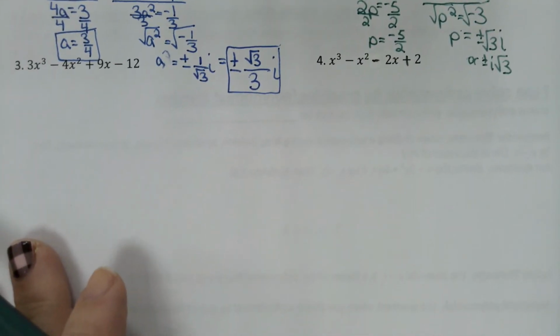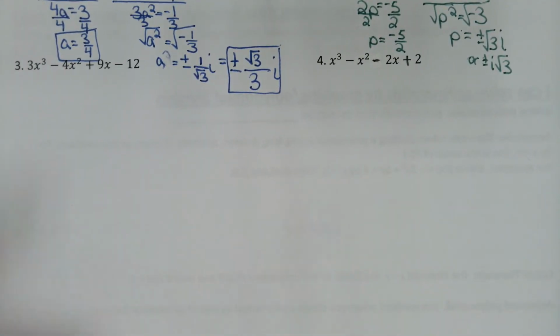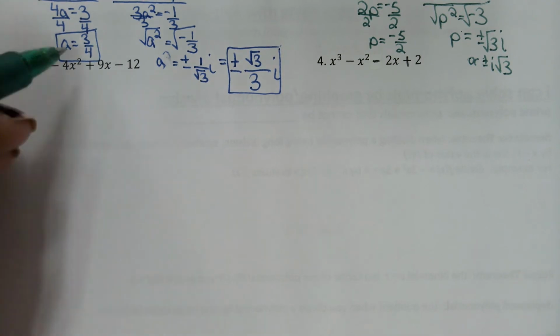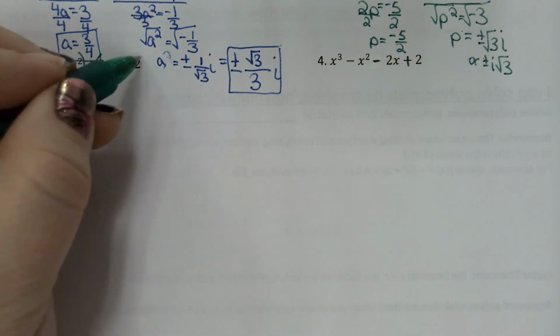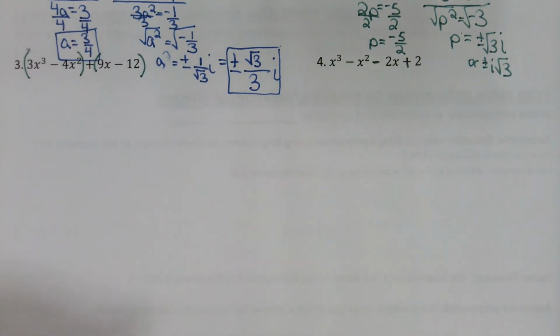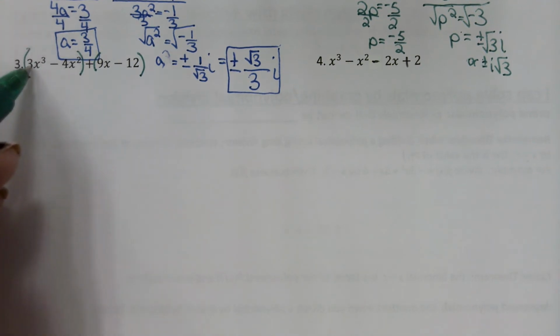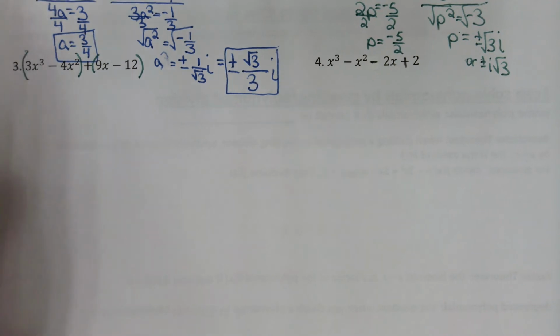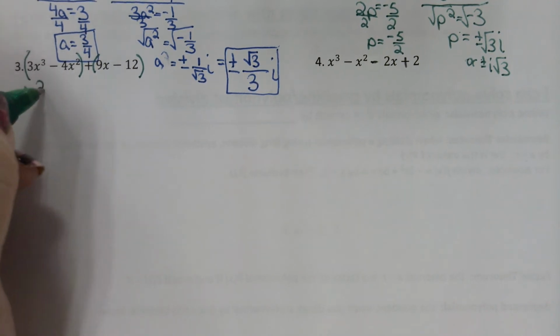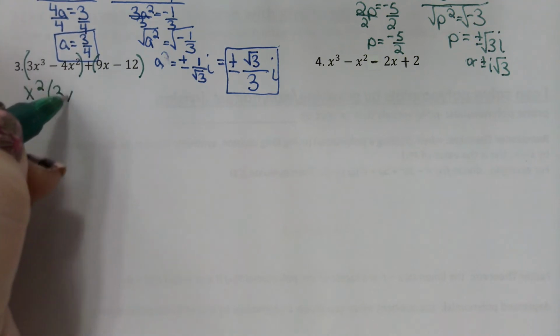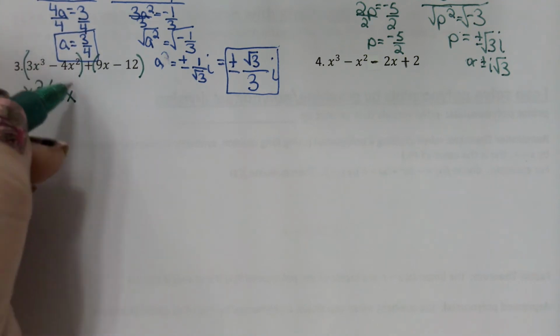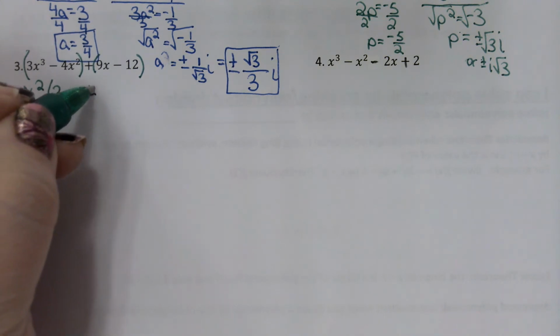Number 3. I have 4 terms, so I'll separate them into 2 groups. Even if there were 6 terms, you would still separate them into 2 groups. What can I take out of the first group? The only thing that's common is x squared. That leaves 3x, and taking an x squared out of the second part leaves me with minus 4.